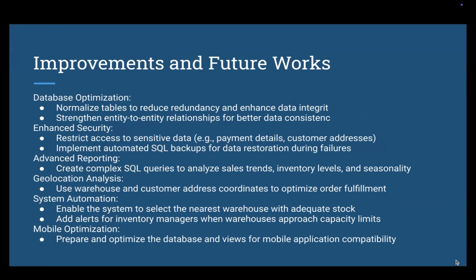Just to quickly go over some future improvements we would like to implement, we'd like to optimize the database by further normalizing tables and strengthening entity relationships. We'd want to enhance security through multiple measures, including automating database backups. We'd also like to enable advanced reporting for trends, inventory, and seasonality analysis. We also looked into using geolocation data to optimize warehouse and customer fulfillment, to automate warehouse selection and add inventory alerts, and to prepare the system for seamless mobile integration. We're hoping that these enhancements would make the database more robust, scalable, and adaptable.